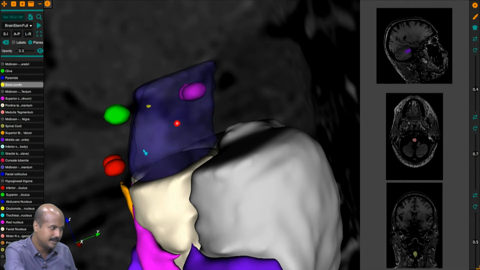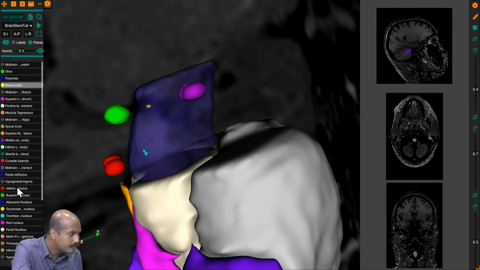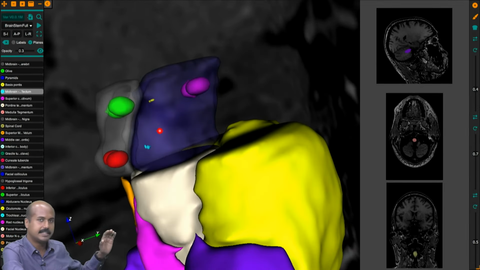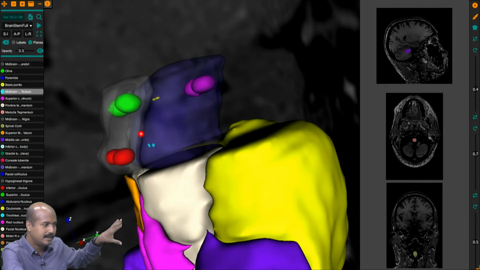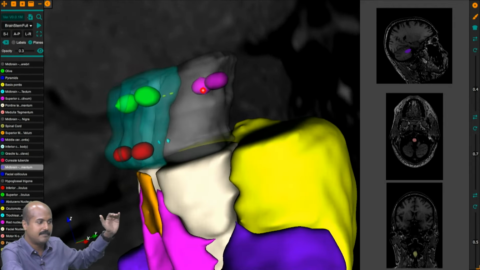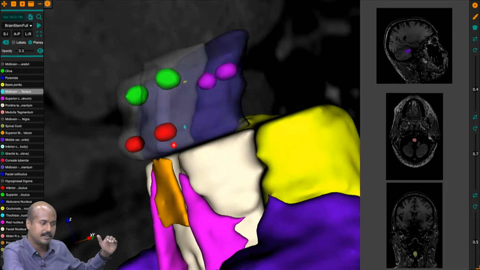This is the tegmentum, and yeah, this is the tectum. So I've brought in the tegmentum and the tectum with reduced opacity, and through this glass appearance you can see the superior colliculus, the red nucleus and the oculomotor nucleus are at the same level in the upper part, and the inferior colliculus and the trochlear nucleus are at the same level in the lower part.